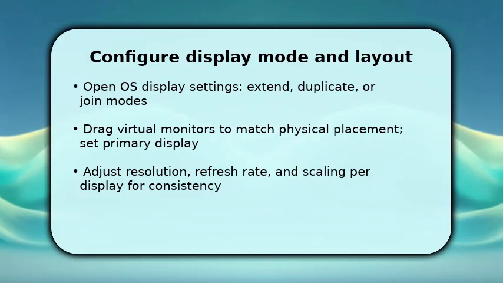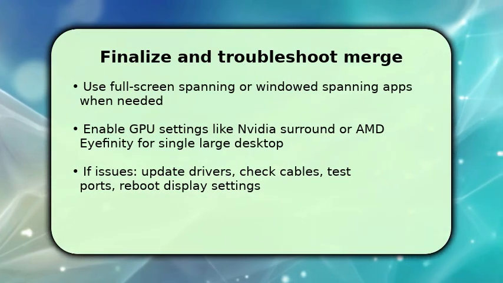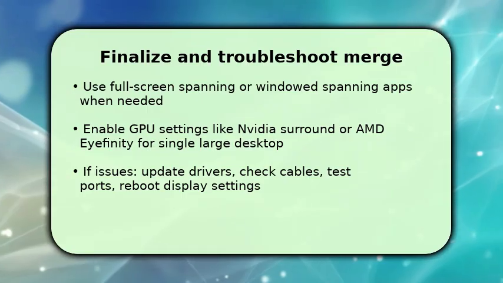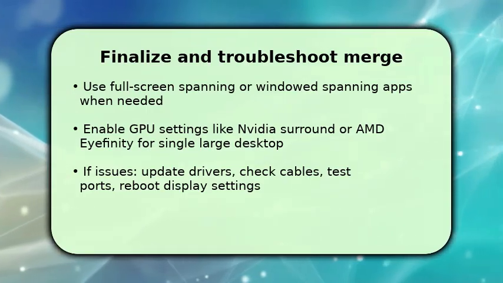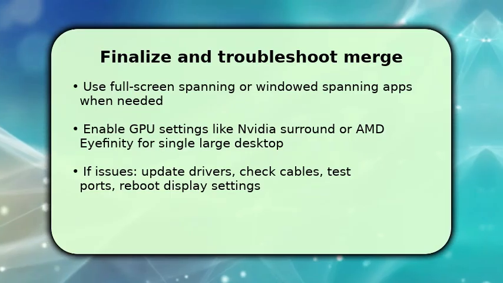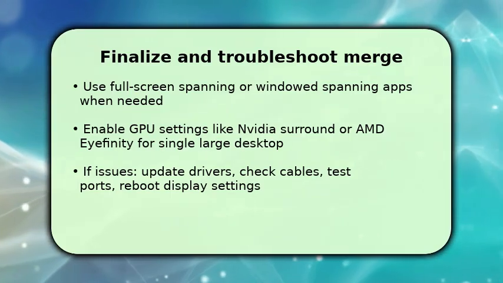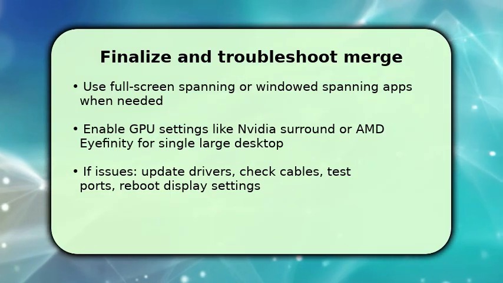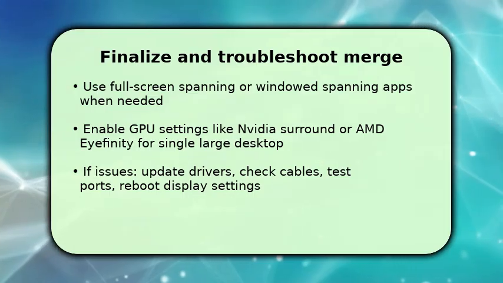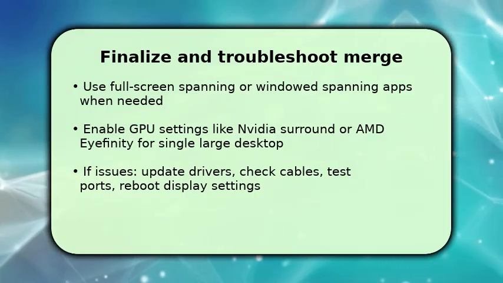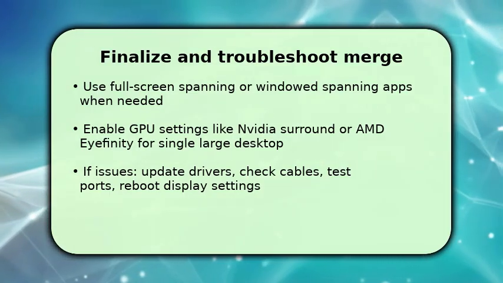You finish by choosing how to span applications. Use native OS Extend or GPU tools like NVIDIA Surround or AMD Eyefinity to present both monitors as one large desktop. These utilities join displays at the driver level for full-screen spanning in games and some apps. Make sure GPU drivers and monitor firmware are current and save your layout profile.